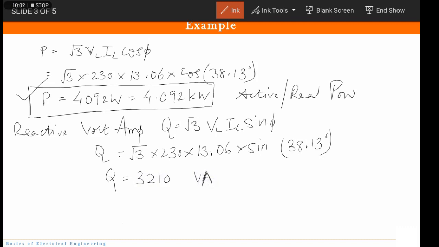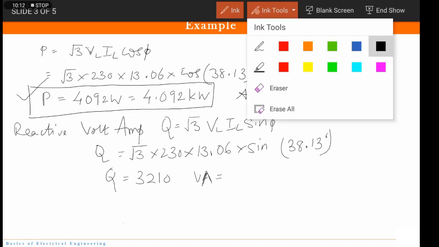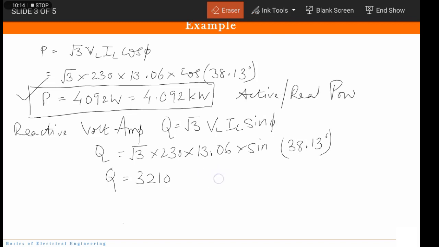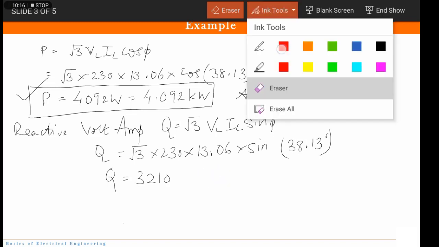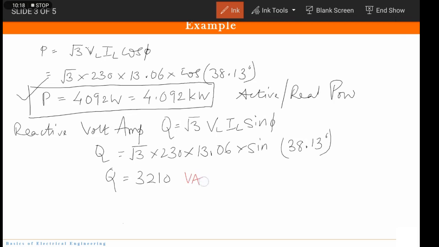It is volt ampere. Now this can be converted into kVA, correct? Rather kVAR. One second. This is Q, right? Yes. So it is not VA. It is VAR. Yes. So the same can be converted into kilo. So it becomes 3.210.